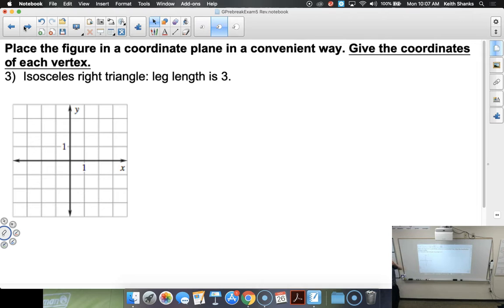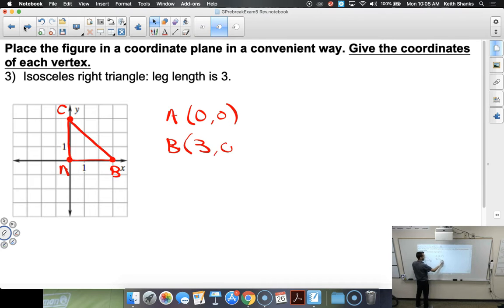This one, there could be other options, so I want to be careful, but the best answer to write would be like this. Okay, so right triangle, you do it like that. And the length of the legs would be 3, and the question says give the coordinates. If you want to label them A, B, C, A would be 0, 0, B would be 3, 0, and C would be 0, 3.